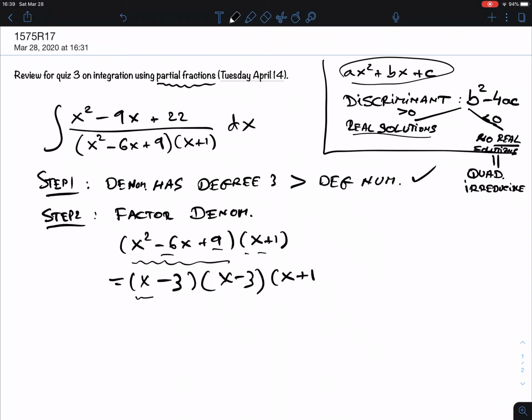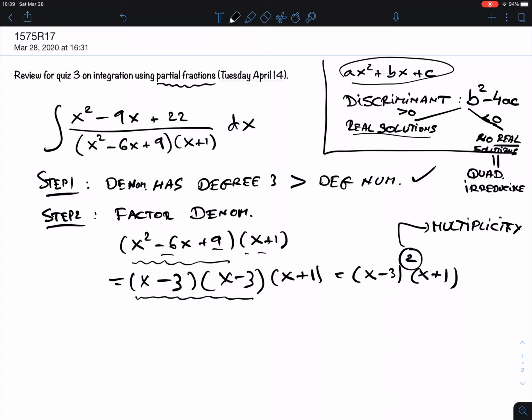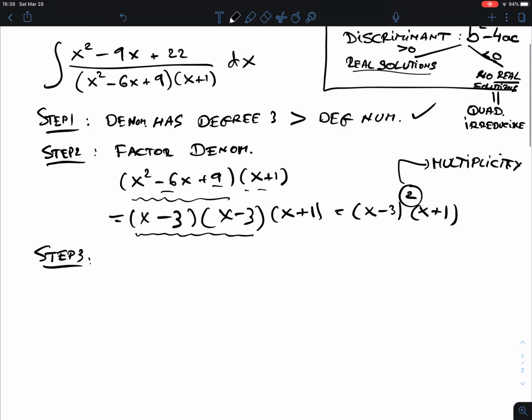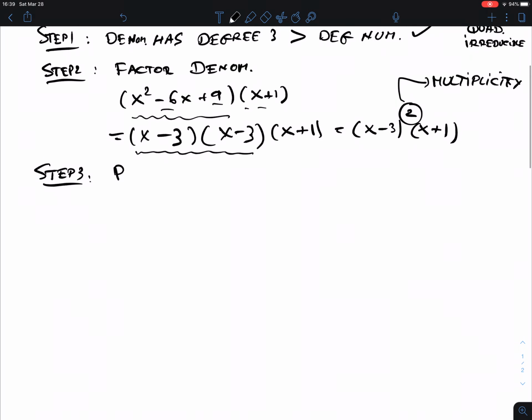Now, what is important is that we have a repetition here, so we should indicate this by writing x minus 3 squared times x plus 1. And this, remember, we called the multiplicity of this factor. And this is important for our step 3, namely, now we have to propose a partial fraction. So propose partial fraction.